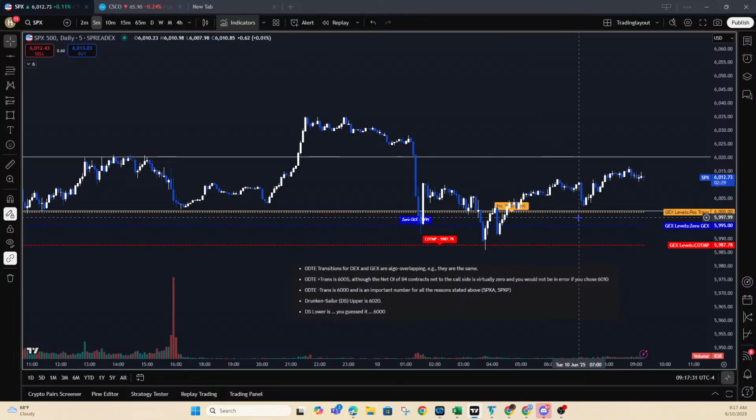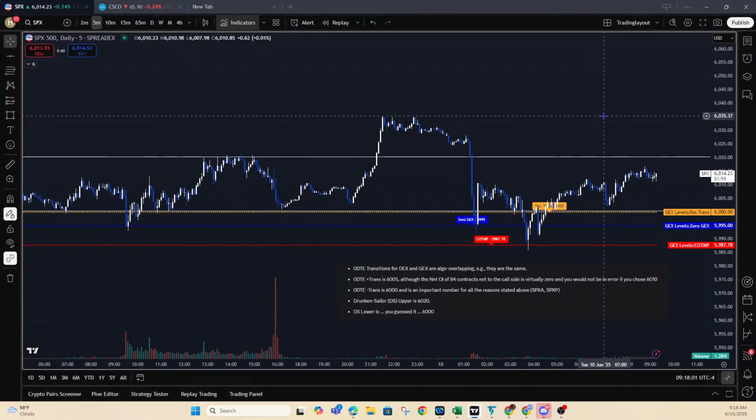So again, transition area, you see P-Trans 6,000. We already discussed 6,000. Staying above that, we'll remain in a little bit more call-dominated positive gamma environment. You see 0 GEX there at 5995. That was the bottom of the Drunken Sailor range. So again, below 0 GEX, that's really the theoretical balance point between calls and puts. Below that, you could lean a little bit more weak, but again, pullbacks in this overall call-dominated environment should be opportunities to get involved in the overall structure.